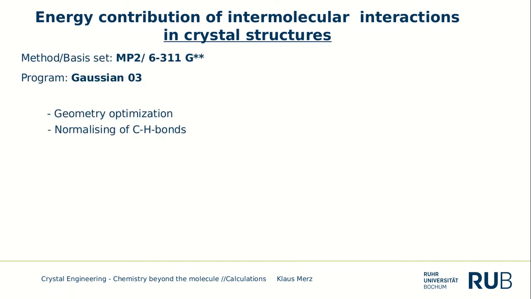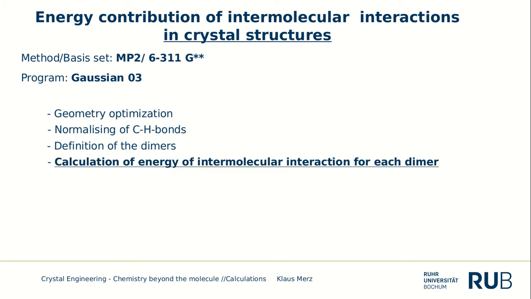Well, what we are doing, we are using this method set, MP2 and so on. We can use, for example, Gaussian. When we take a crystal structure, what we are doing is a geometry optimization of the whole crystal, so of a molecule in the crystal packing, normalizing the CH bonds. And then we define dimers. I will show you what I mean. Then we calculate the energy of the intermolecular interaction of each dimer in the crystal packing, and we compare the energies of the dimers.